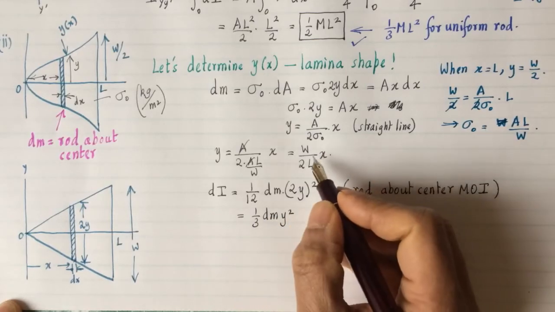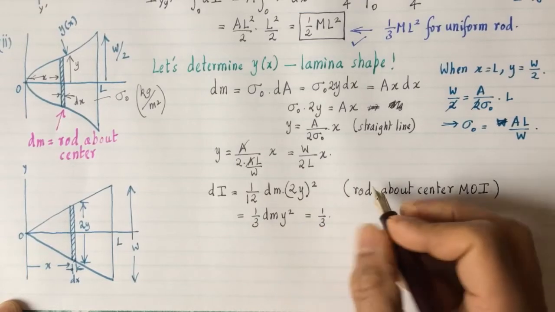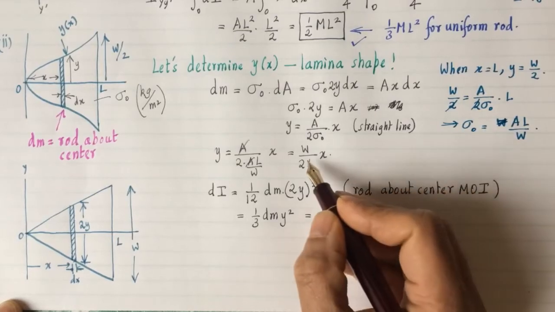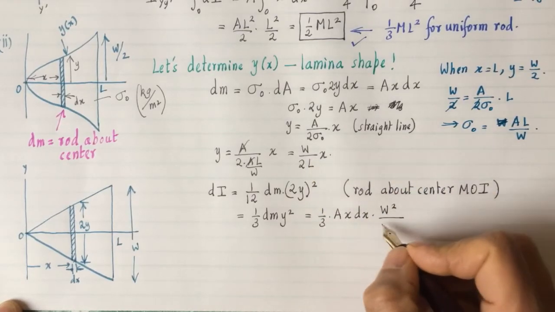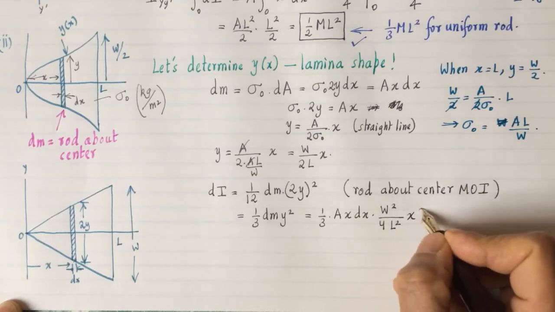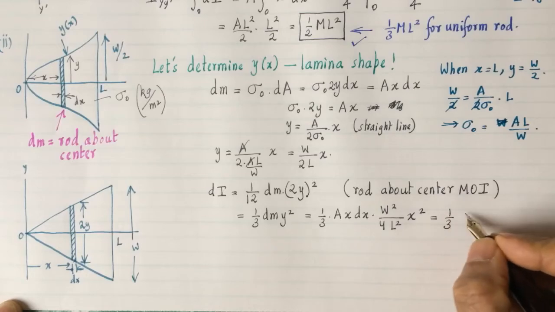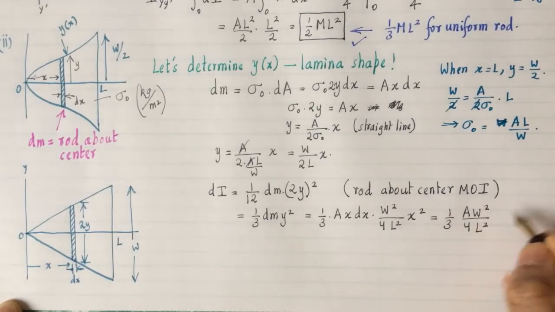But I already have my y and I have my dm, so I can substitute for that. Dm is lambda dx and lambda is ax, so that's ax dx. Y is found here, so I square that. I get W squared over 4L squared x squared. So all that is going to be 1/3 a W squared over 4L squared. There's x squared and there's an x, so that's x cubed dx.